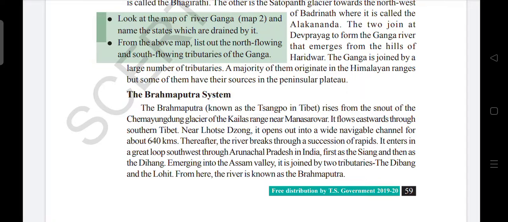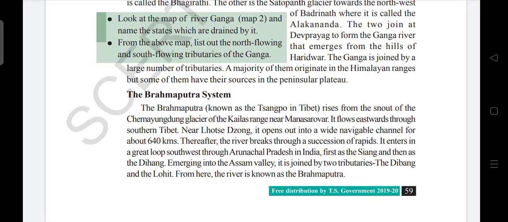Thereafter, the river breaks through a succession of rapids. It enters in a great loop southwest through Arunachal Pradesh in India, first as the Siang and then as the Dihang, emerging into the Assam Valley. It is joined by two tributaries, the Dibang and the Lohit. From here, the river is known as the Brahmaputra.